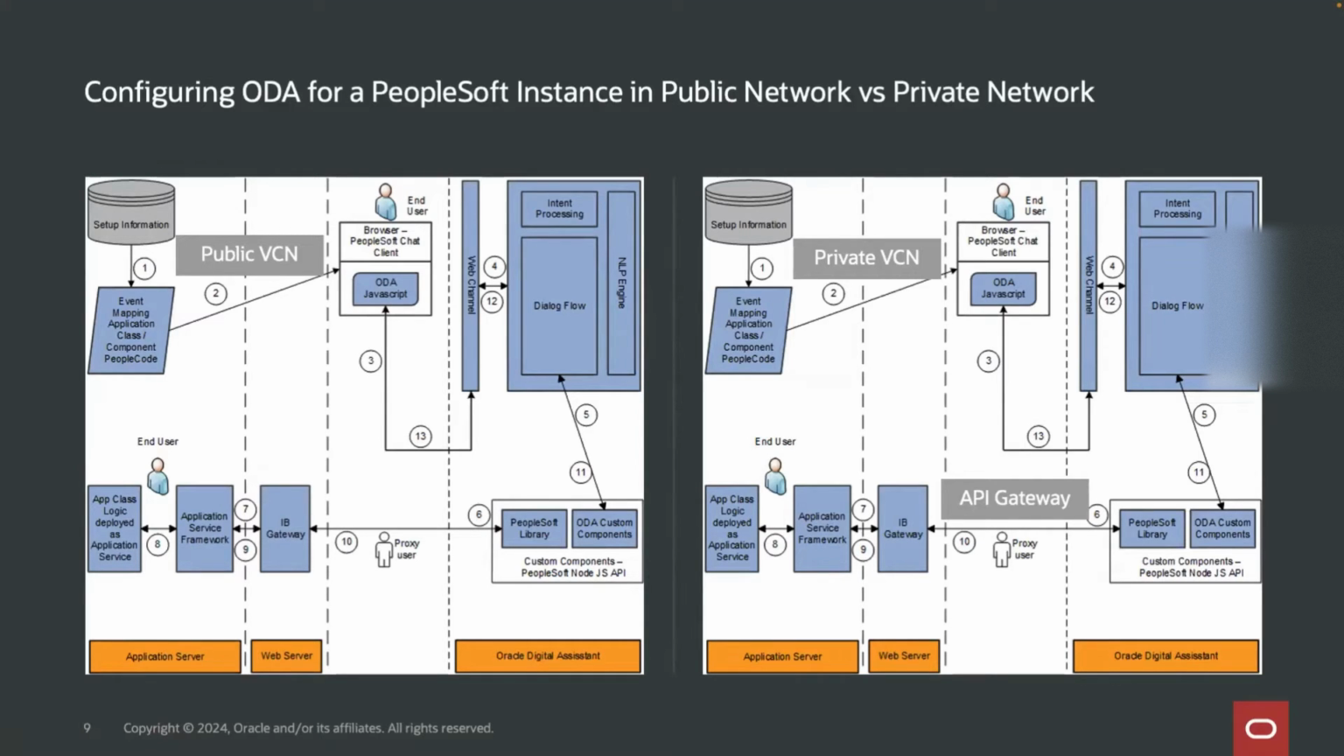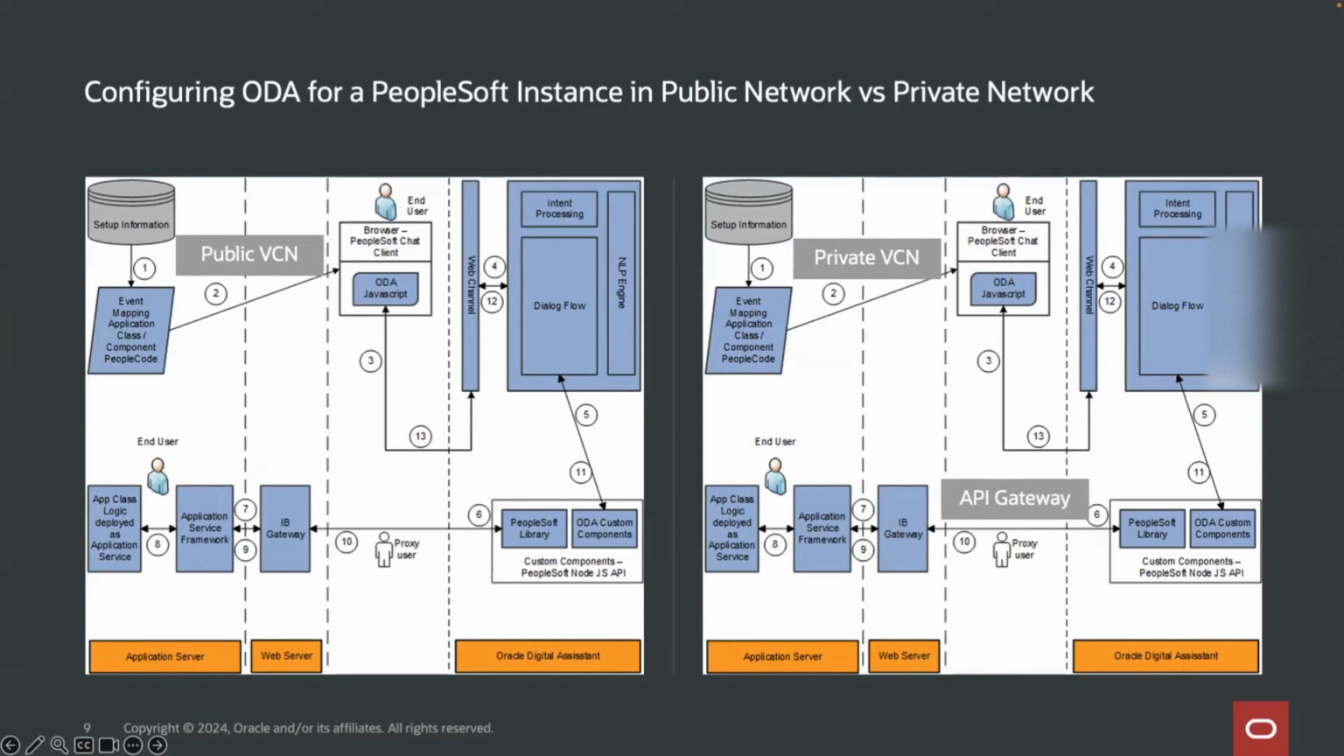Similarly, when you think about the private VCN, the chatbot is exposing the RESTful services, but these RESTful services can be exposed through an API gateway. With the API gateway, you're able to get the response from the integration broker through PeopleSoft, because the ODA will be able to access the public endpoints. So it's easier for you to expose it using the API gateway.